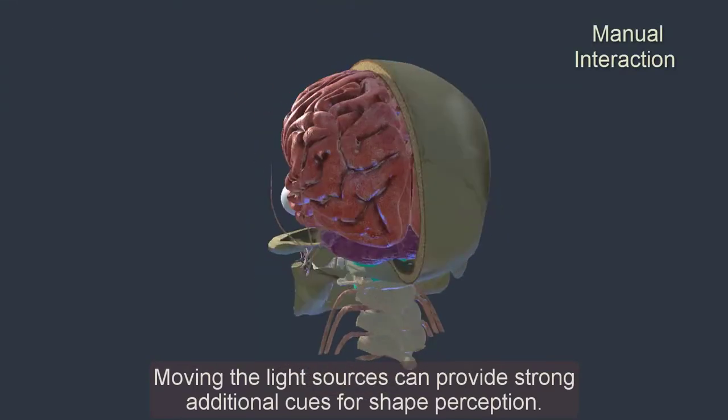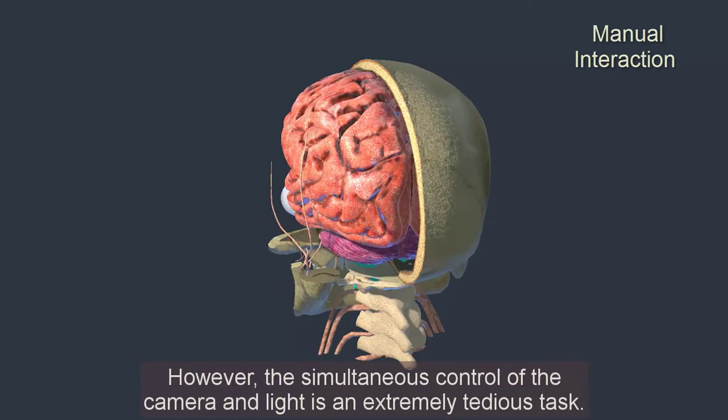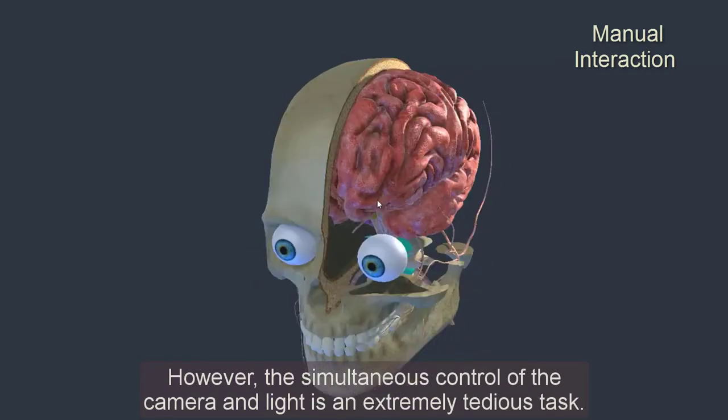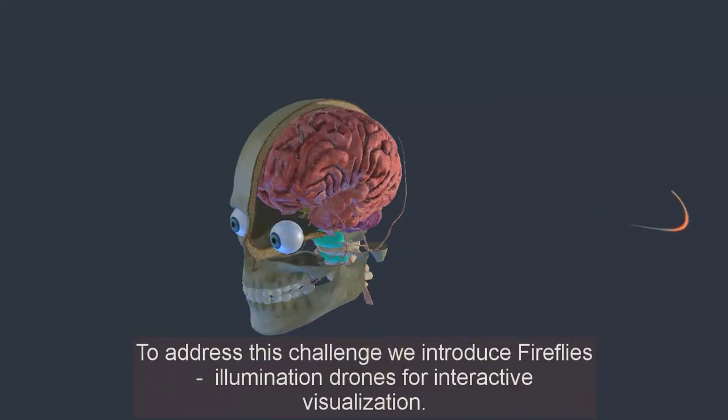Moving the light sources can provide strong additional cues for shape perception. However, the simultaneous control of the camera and light is an extremely tedious task. To address this challenge, we introduce Fireflies, illumination drones for interactive visualization.